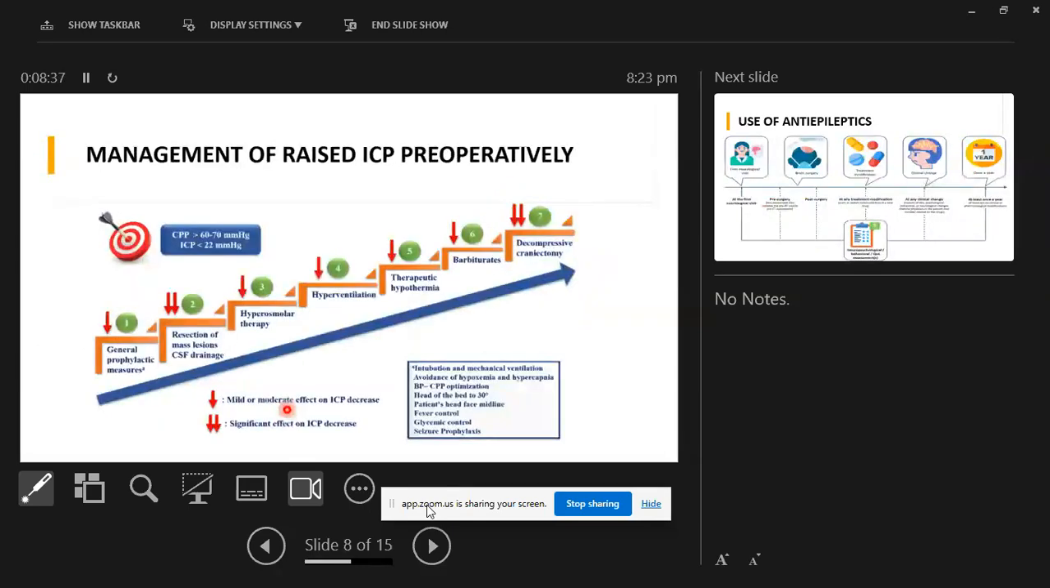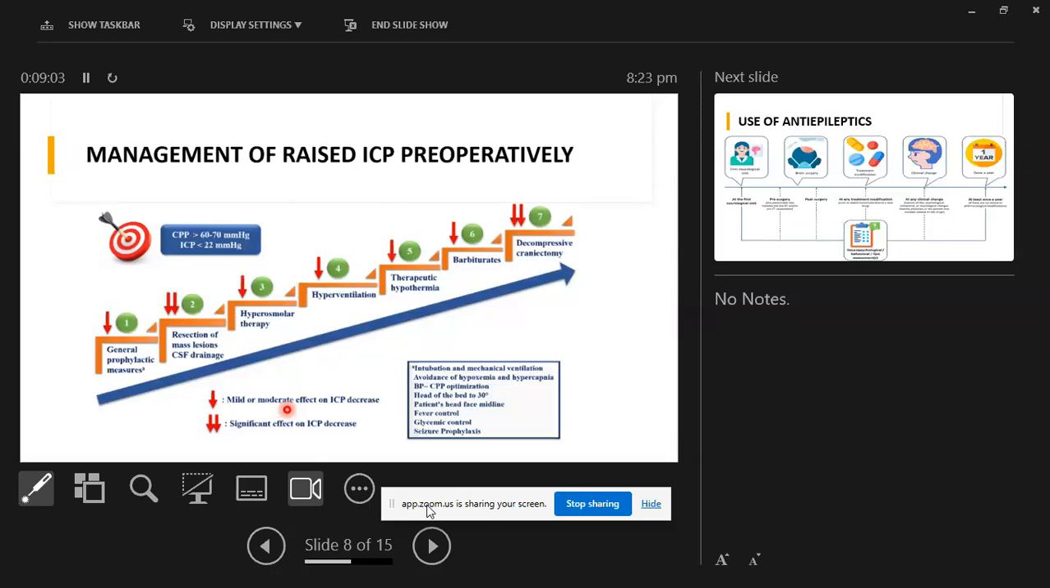These patients usually have problems with raised ICPs. So, to manage their ICP preoperatively in supratentorial tumors, we need to focus on stabilizing the patient, minimizing further ICP elevation, and preparing them for the surgery.